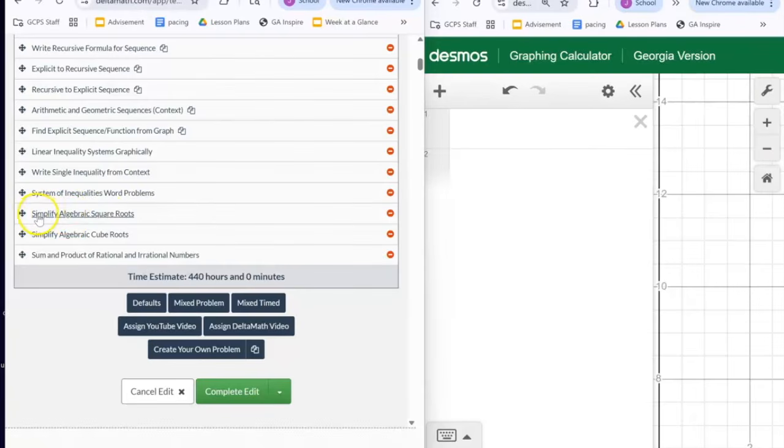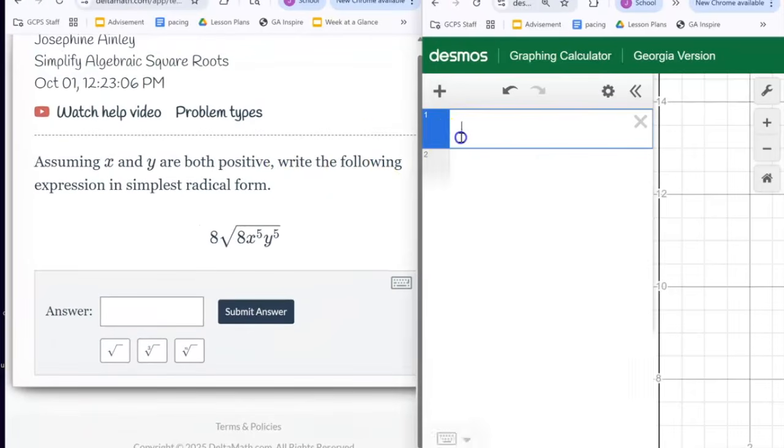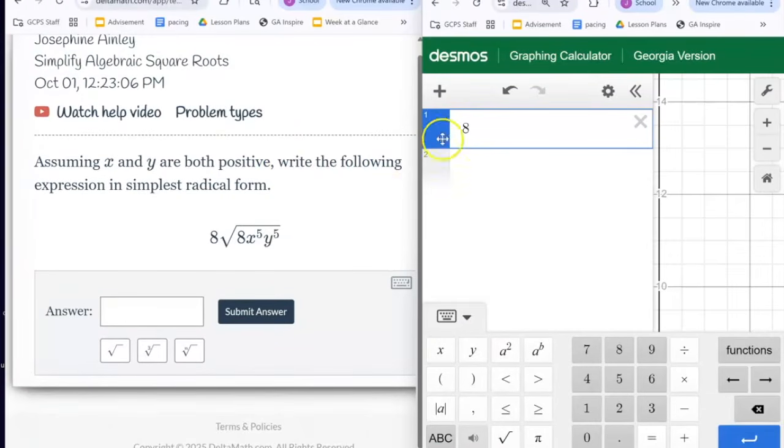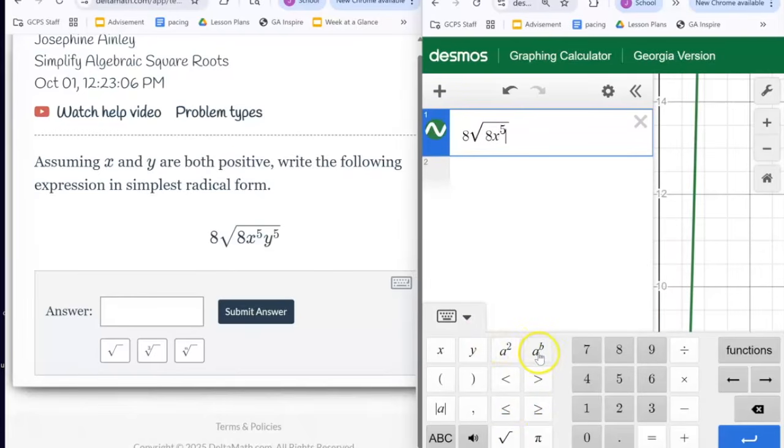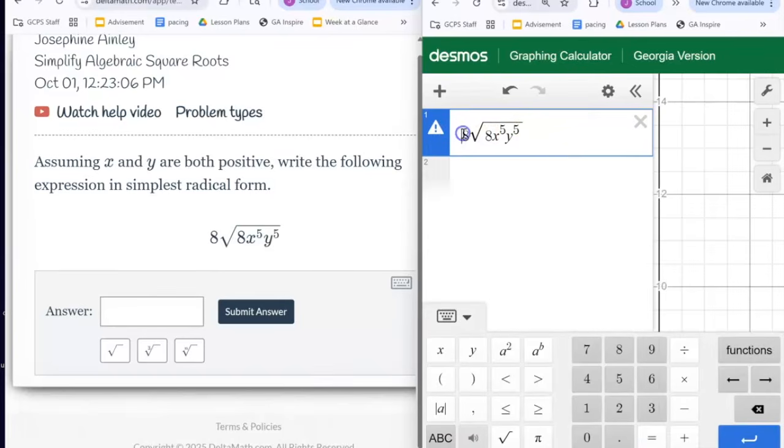All right, so we're going to take a look at simplify algebraic square roots. You're going to start every single time by typing the question into your calculator so you can check your work as you're doing it. This is how you get the power, this button right here. And then y to the 5th power. Okay, so you type in the question. Now you're seeing there's an error. What does it say? Try adding an equal sign to turn this into an equation. Do not add it in the middle, add it at the very beginning.